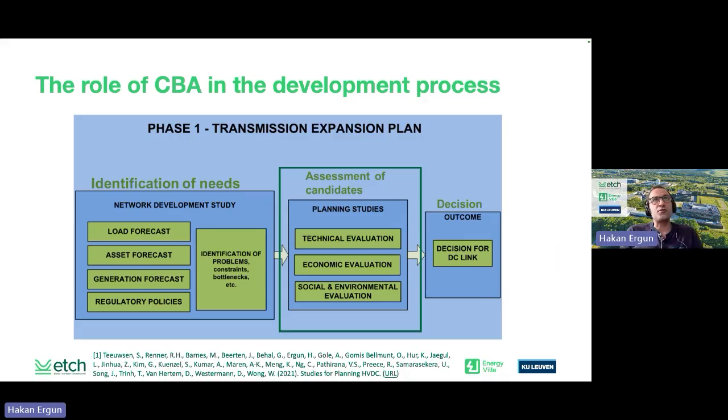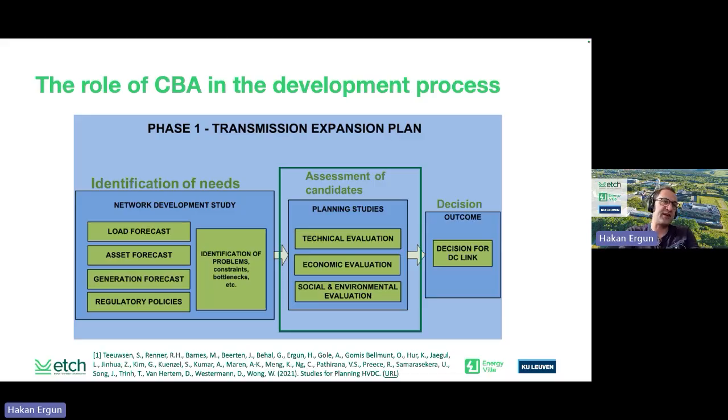So what is the role of a cost-benefit analysis in the development process? This falls under phase 1, transmission expansion planning, where one tries to first identify the grid needs. So where do I have congestion, or where do I observe, let's say, large price divergences in my grid? After that, I define a number of candidates and then carry out some planning studies. This is going to involve some technical evaluation, some economic evaluation, and some social and environmental evaluation.